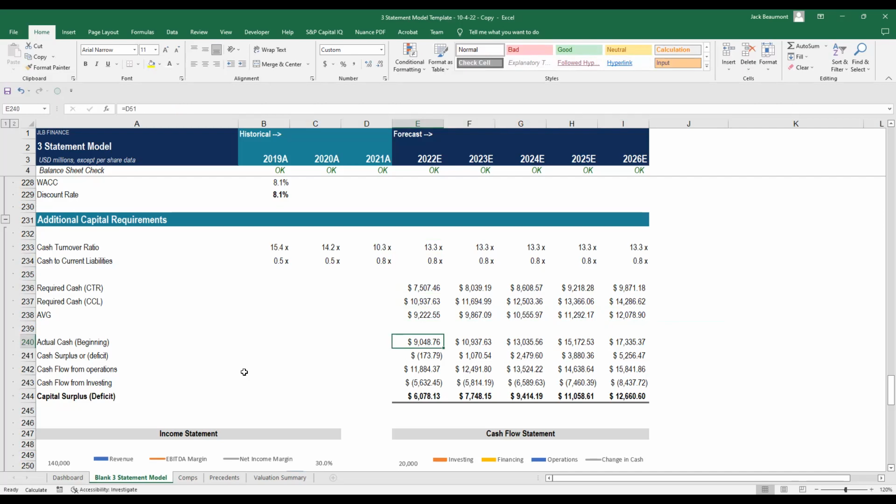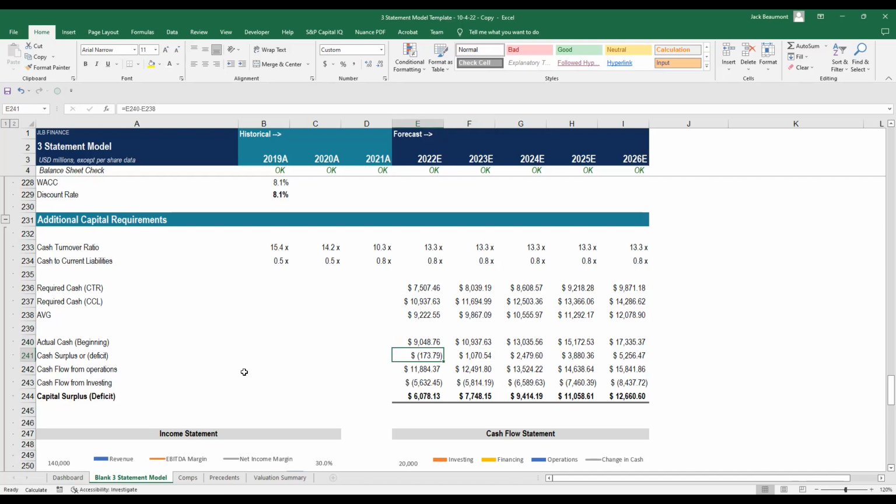Now it has to be at the beginning because we're going to take our operating cash flow and our investing cash flow, and that's going to give us what our ending should be. So if you take ending, then you're going to double count some of these. So make sure it's at the beginning. So this is going to be the ending. For beginning 2022 is going to be the ending 2021, and it's going to be the same for all of these.